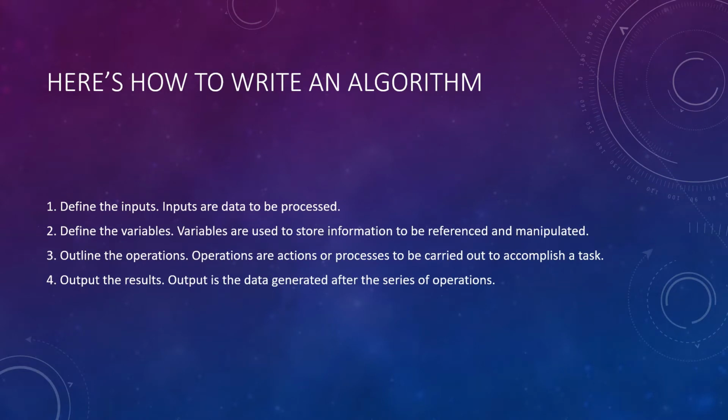Here's how to write an algorithm. First, define the inputs. Inputs are data to be processed. Second, define the variables. Variables are used to store information to be referenced and manipulated. Third, outline the operations. Operations are actions or processes to be carried out to accomplish a task. And finally, output the results. Output is the data generated after the series of operations.